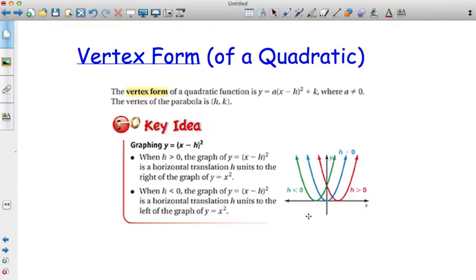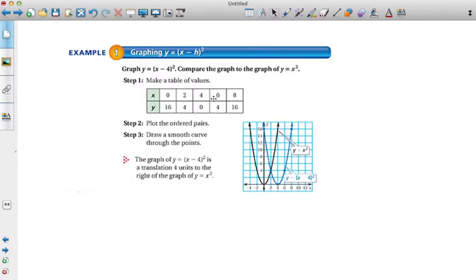So let's do some examples. This will make more sense. Essentially, this h tells you which direction the graph is moving. Example number 1 looks like this. Graph y equals (x minus 4) squared, and then compare the graph to y equals x squared.